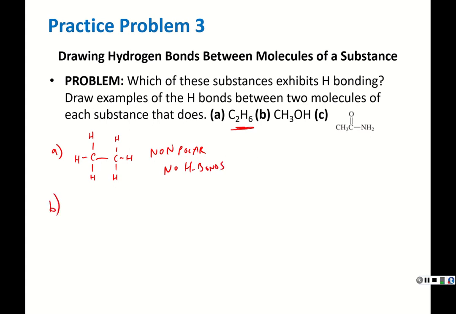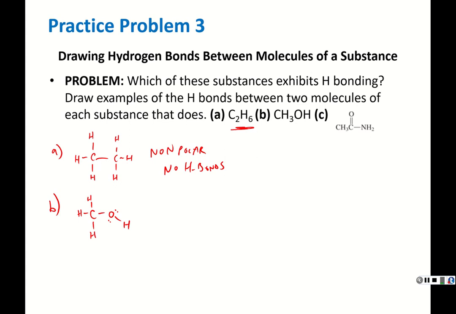Okay, B is methanol, which looks something like that. Now you do have a hydrogen that is bonded to an oxygen, something that's very electronegative, and you have that oxygen group in there. So this will undergo hydrogen bonding.